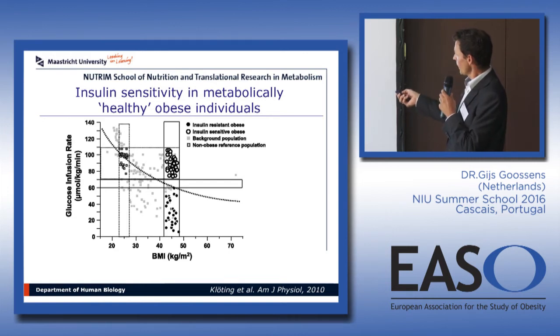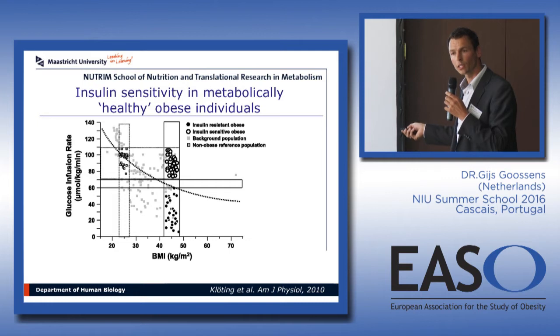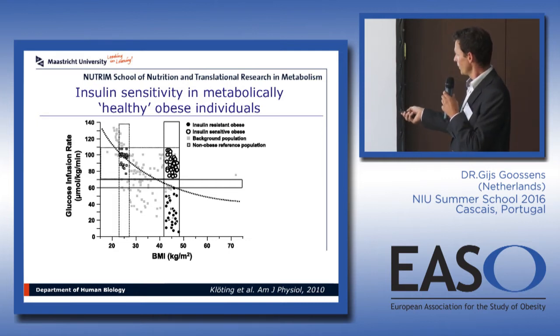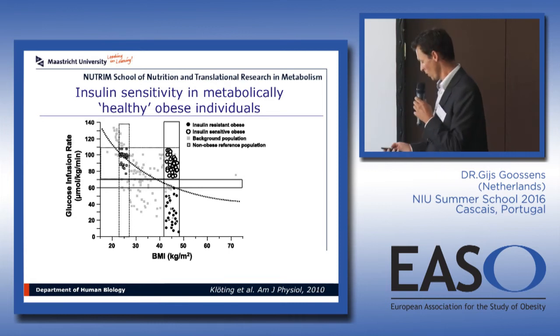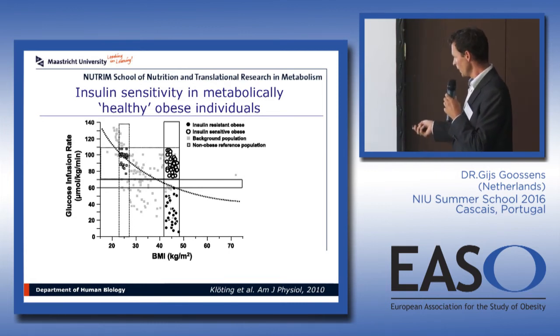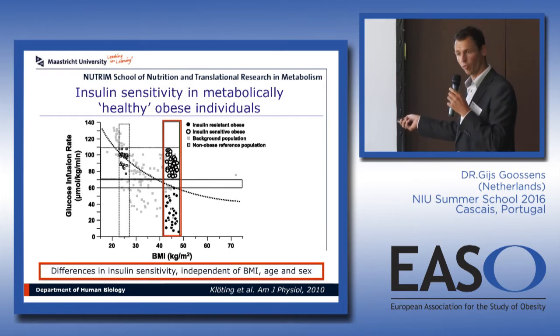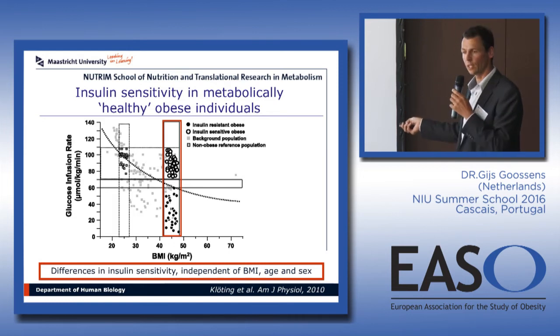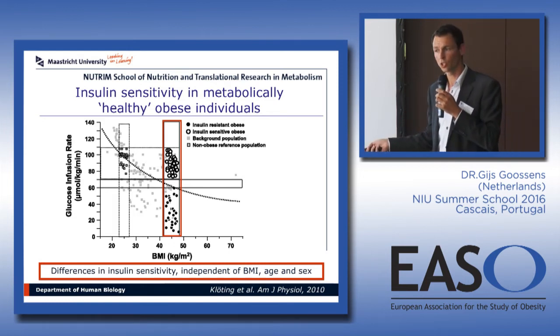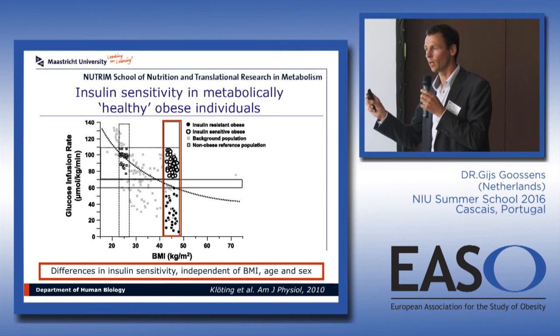So in the total population, you can see here this dotted line, that is the fitted line that indicates basically that the higher the BMI, the lower the insulin sensitivity, as expected and as we know. But now look at morbidly obese subjects with a certain BMI, let's say BMI of 45. You can see that there is a huge inter-individual variation in insulin sensitivity in subjects with exactly the same BMI.